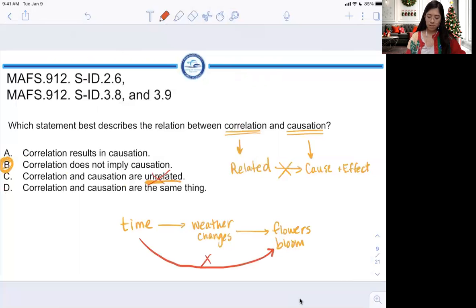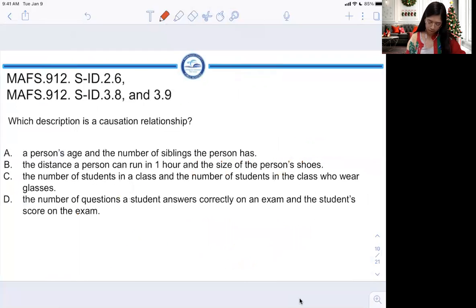All right, so that's that. Here are some examples. So which description is a causation relationship? So which of these is when one thing causes the other to happen? Read them through. I know it's definitely not A, because that doesn't make sense. Yeah, that does not make sense. For real. Okay.